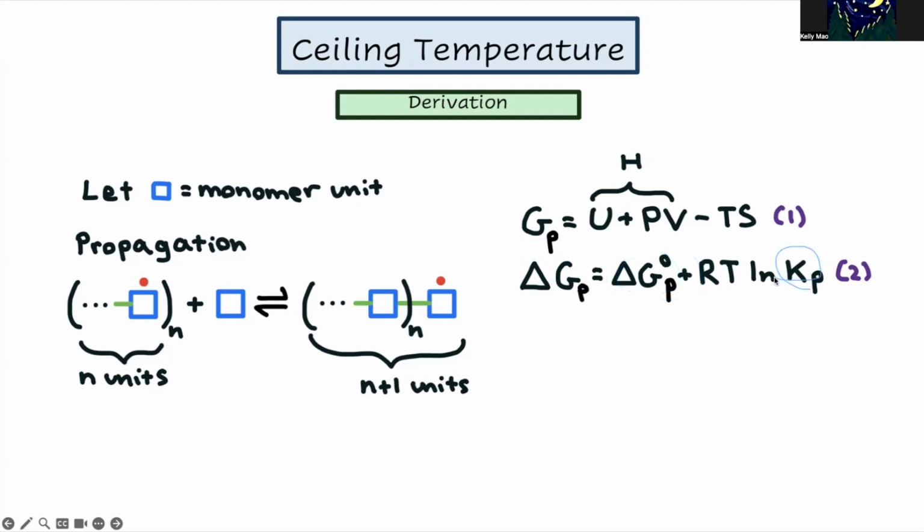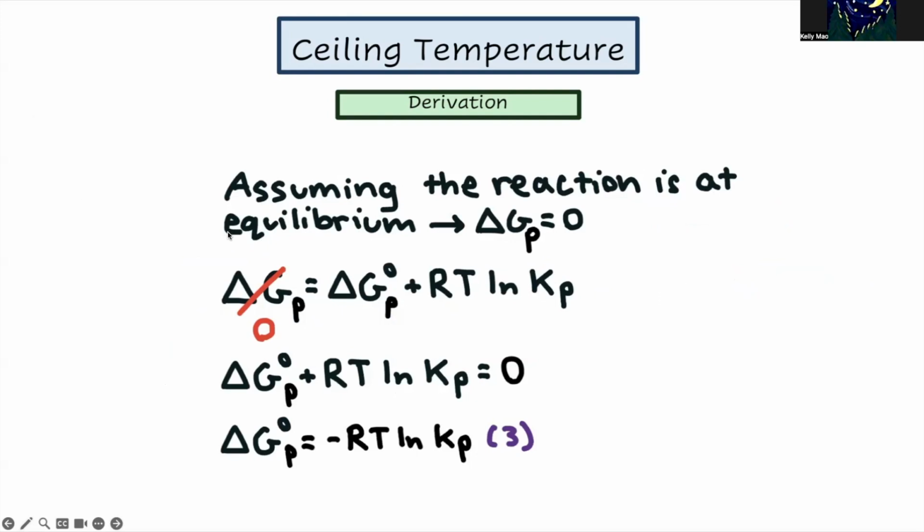Kp is the equilibrium constant for the propagation reaction. R is the gas constant, and T is temperature in Kelvin. Let us assume that the reaction has reached equilibrium. For this to happen, the change in the Gibbs free energy must be equal to 0. If there is a change in Gibbs free energy, then the relative proportions of products to reactants is changing, and hence our system is not equilibrated. If we set delta G_p equal to 0, we can determine the standard state delta G_p as equal to this equation here.